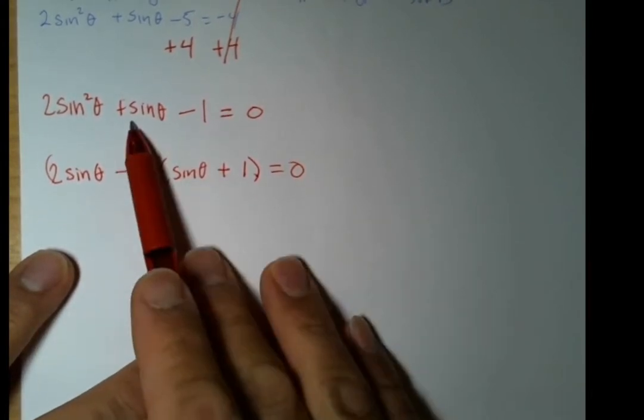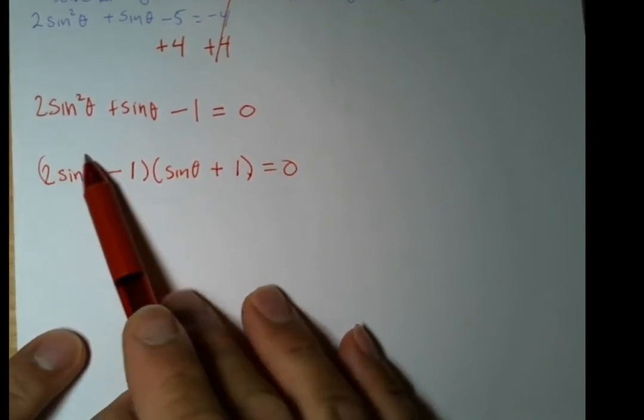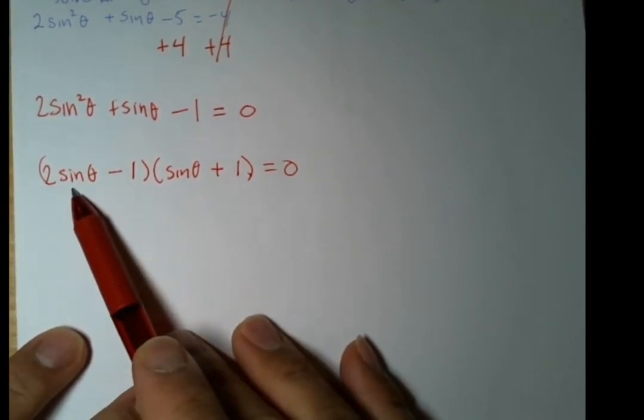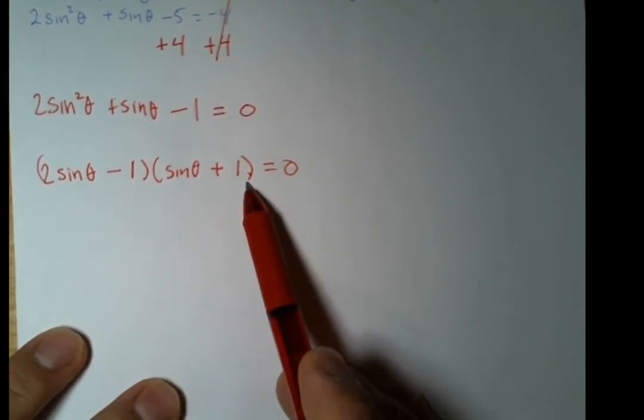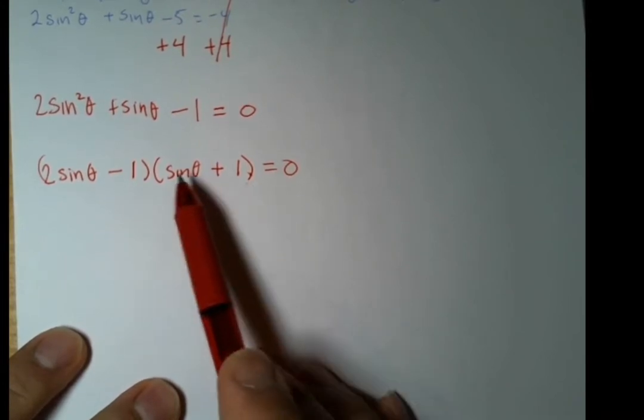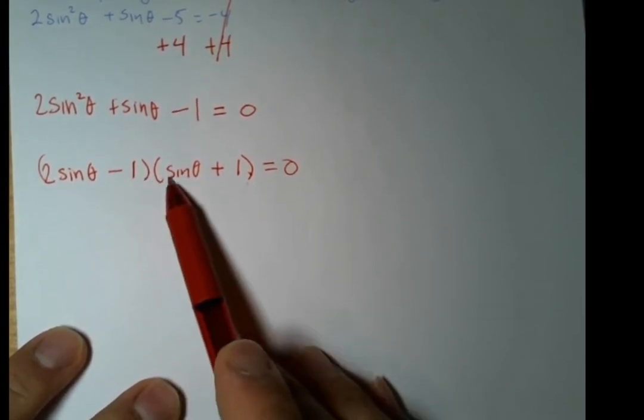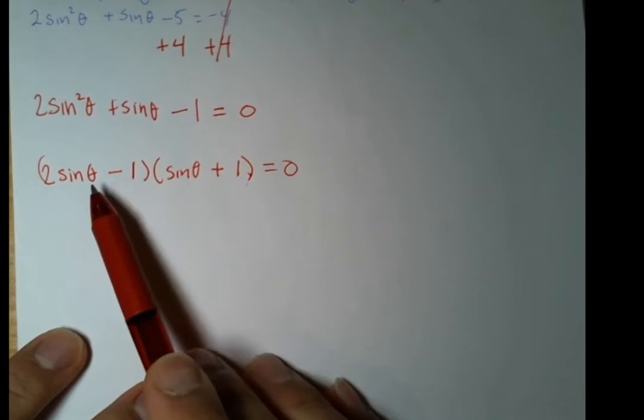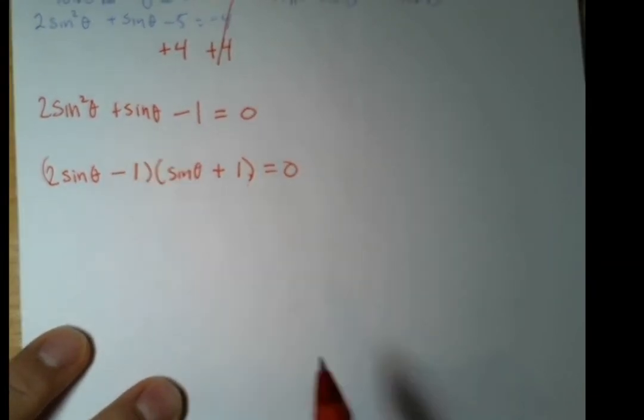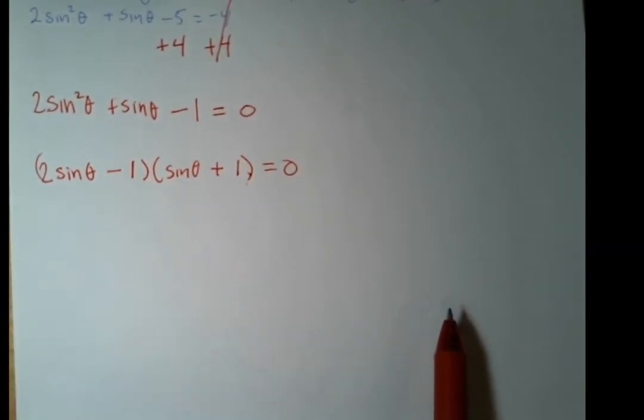Now the middle term is positive, so I want this 2 sine theta to be positive. That's why the plus sign is here. That way, when I multiply the inner terms, I get negative sine theta. So 2 minus 1 gives me that positive 1. Okay. So now we're pretty much all the way there.